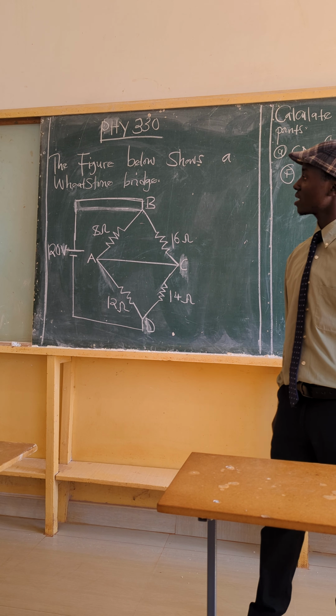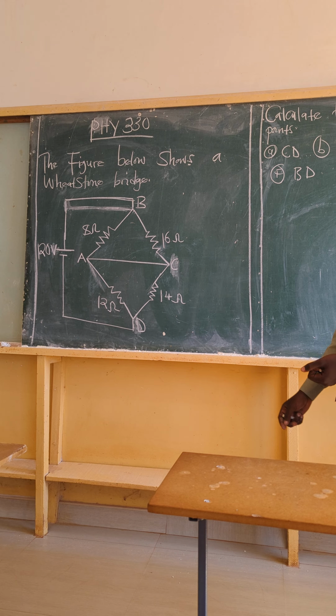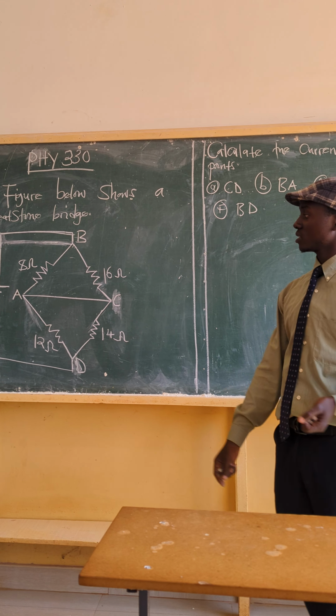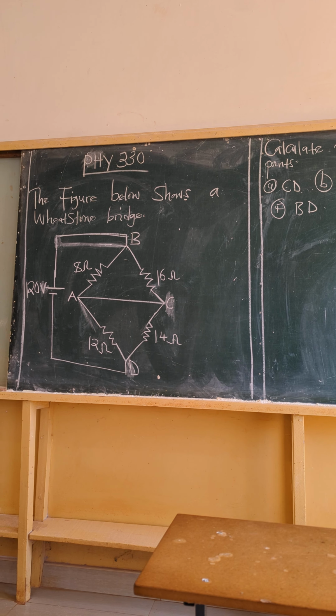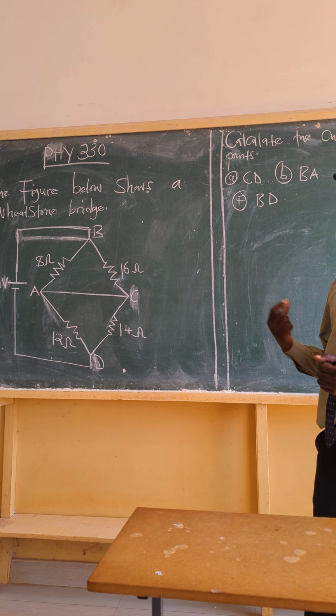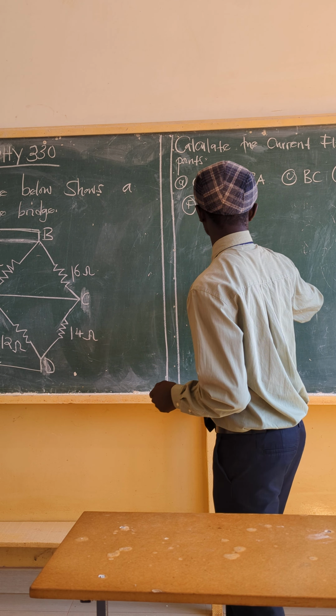Back to business, we have this question for physics third year. This question is coming on the Wheatstone bridge. The figure below shows a Wheatstone bridge, which is in parallel. Now what we need to understand is that for us to answer this question, we need to check if this bridge is balanced or unbalanced. So we proceed with that.